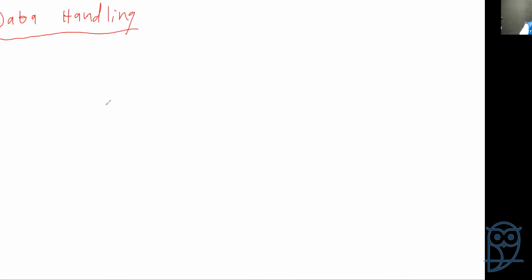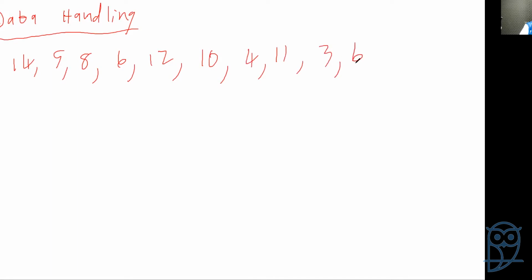Let's say we have the number of calls that come into a call center between a particular hour on consecutive days. So these are your data values. You have 14, 5, 8, 6, 12, 10, 4, 11, 3, and 6.